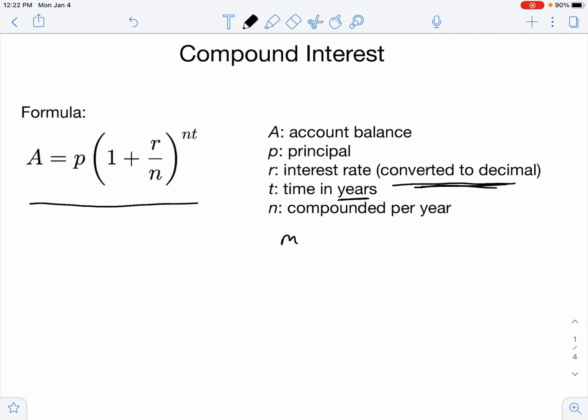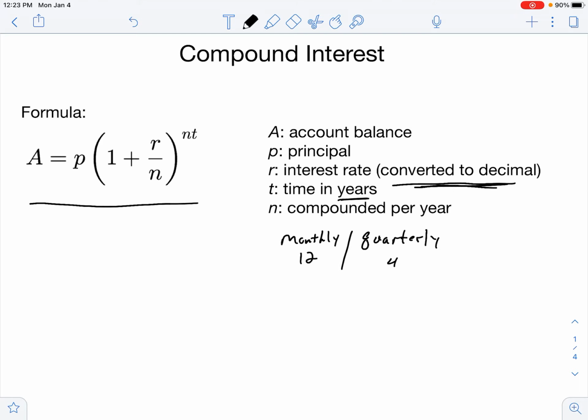So if it's monthly, then that's obviously going to be compounded 12 times per year. If it's quarterly, then that's going to be 4 times per year, and so on. You could do daily, which is 365, or you could just do once a year, which would just make it 1.